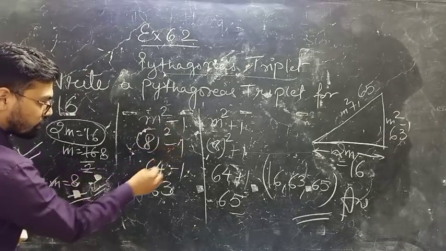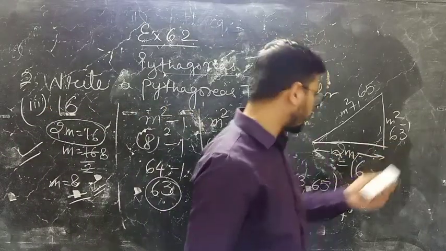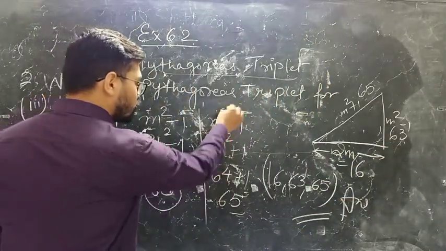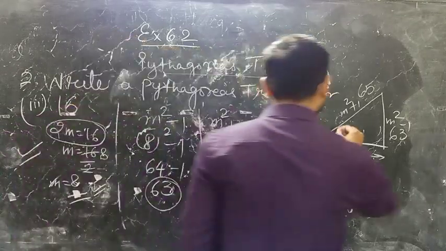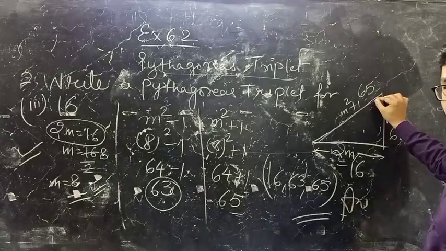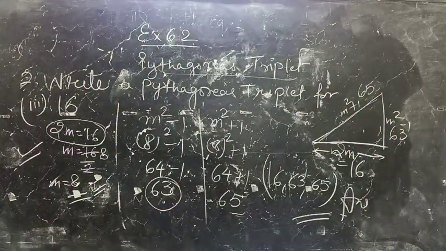8 square minus 1, that is 64 minus 1, 63. So the other side is equal to 63, right? m square plus 1, that is 8 square plus 1, that is 64 plus 1, that is 65. So the third side comes out to be 65. So 16, 63 and 65, this is the required triplet.